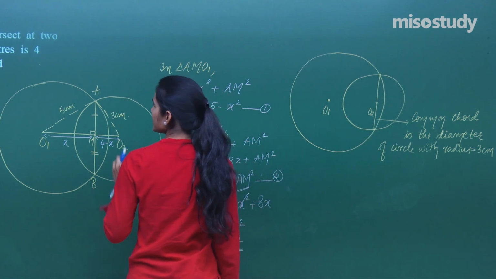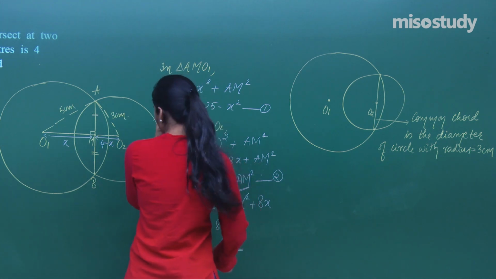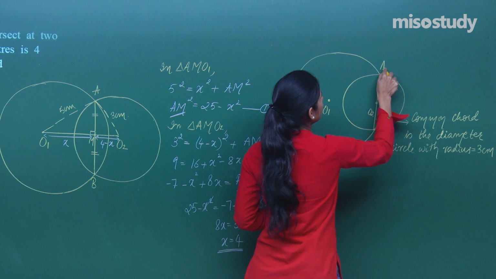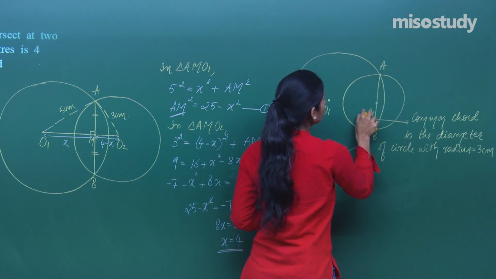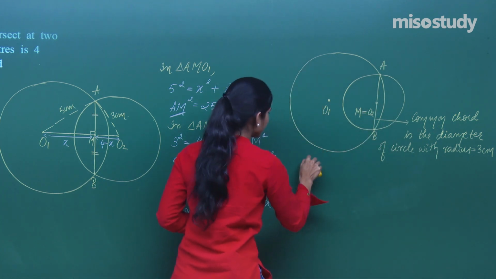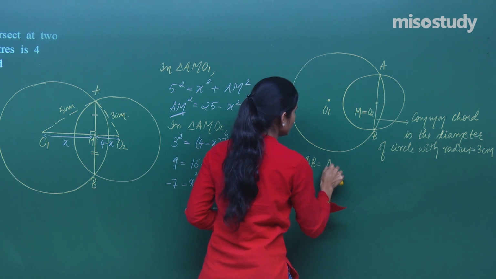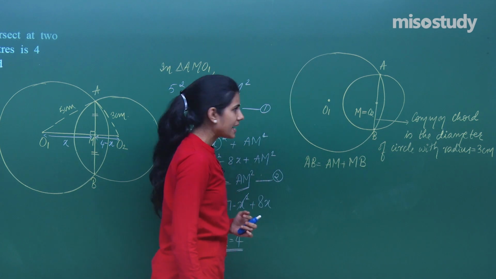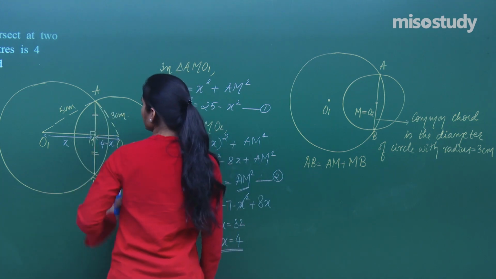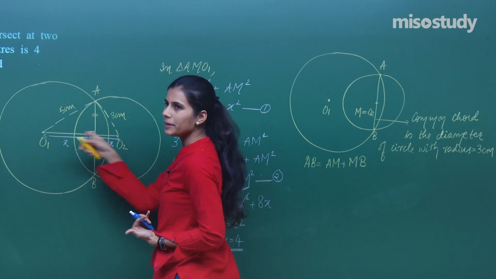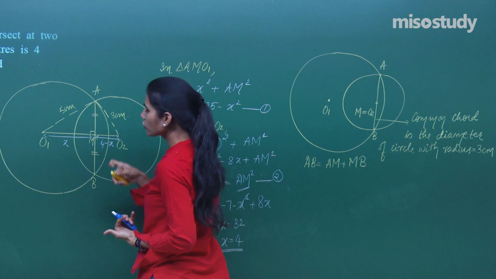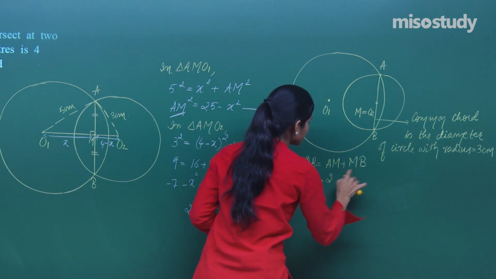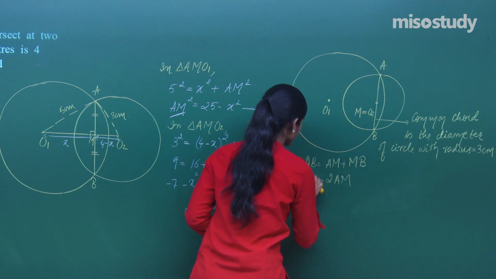And then the question says find the length of the common chord. I have to find the length of the AB chord. This is A, this is B. O2 is same as M. So AB is AM plus MB, but MB is same as AM because O1O2 was perpendicular bisector of the chord, so it is bisecting the chord into 2 halves. AM is same as MB, so this is AM plus AM, that is twice of AM.